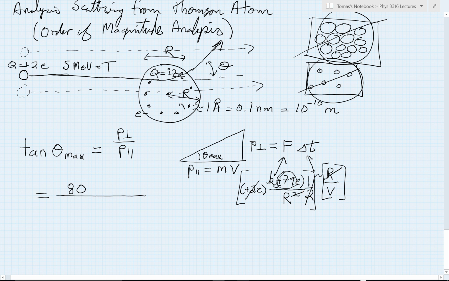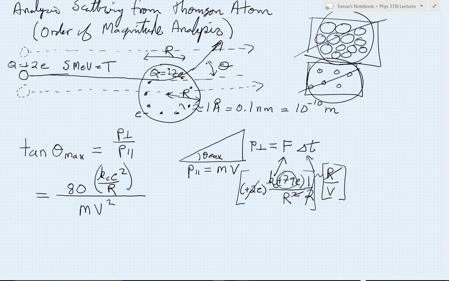And then finally, what I'm left with, if you're very careful, there's Coulomb's constant. I've got 2 electron charges, and then divide by the radius of the atom. So there's Coulomb's constant e squared over the radius of the atom. Those are all the factors coming from up here. I've got one more factor, divide by v, and then that whole thing is divided by mv. So I've got mv squared on the bottom. So this is sort of my order of magnitude estimate of the most scattering I could expect out of this situation. Now, we have to try to put some numbers on these things.